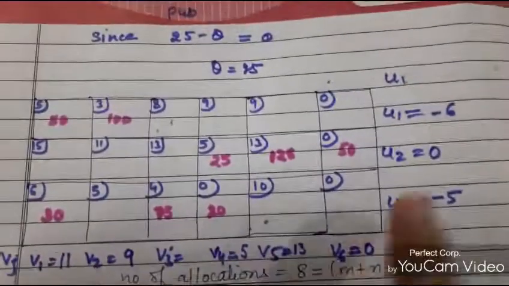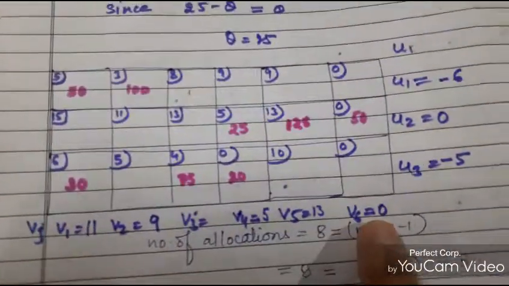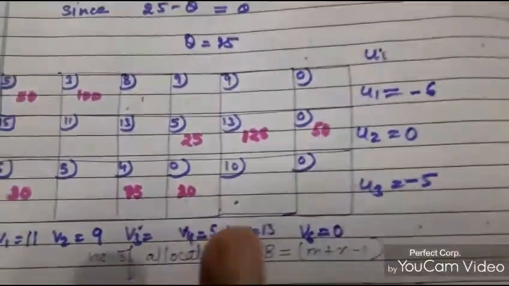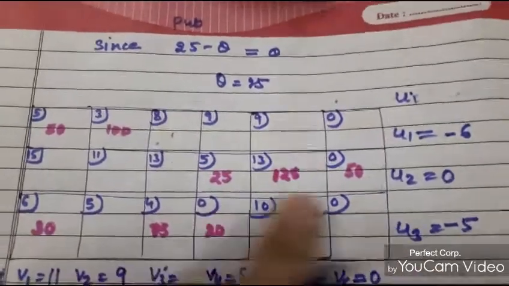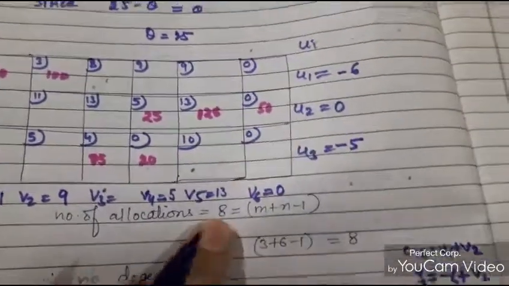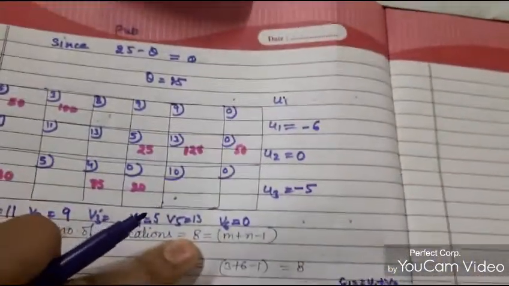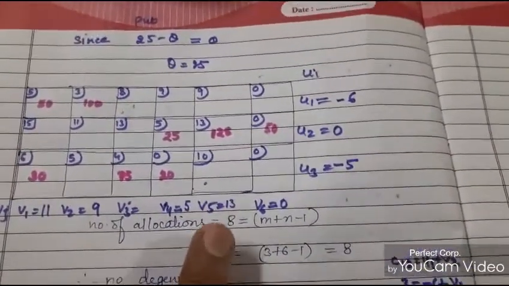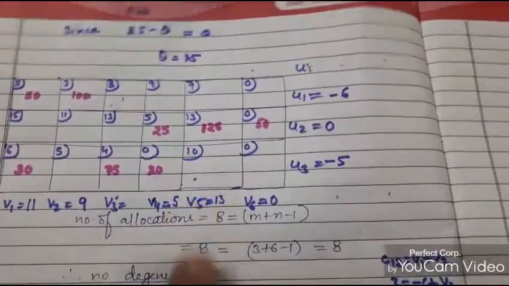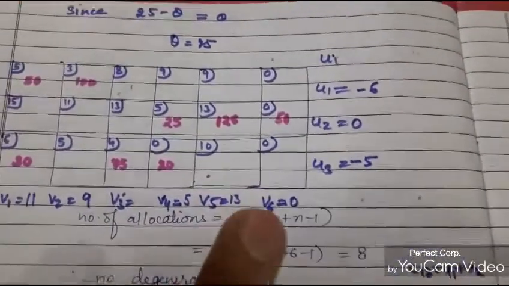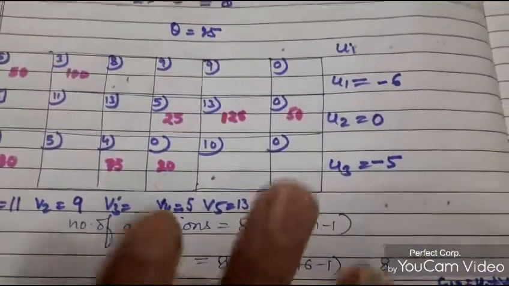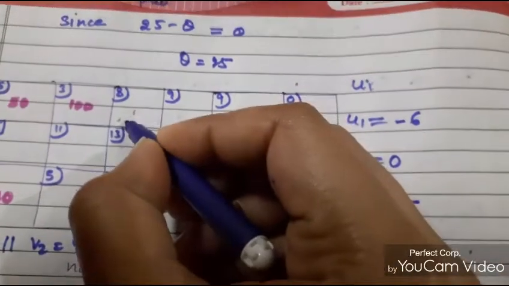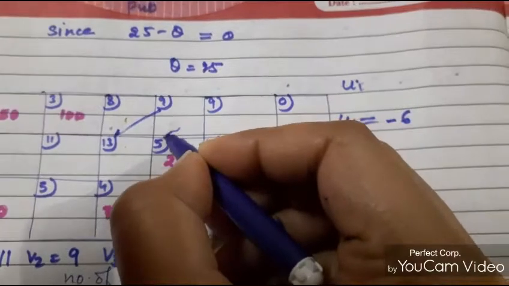Now we got all ui's and vj's. So what do we have to do further? Now again we will calculate dij's to know whether all the dij's are less than or equal to 0 or not. If we get all the dij's less than or equal to 0, then that is the optimal solution of the given transportation problem. So we will start calculating dij's for all the unoccupied cells. Let's start calculating the dij's.